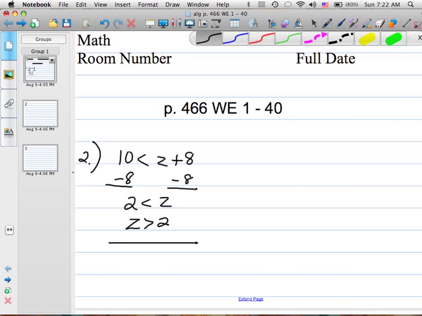Now you don't have to do the graphs for these, but I'm just going to go ahead and do this one. Shaded to the right, and that would be letter D. Excuse me, A. So the answer to this one is A.